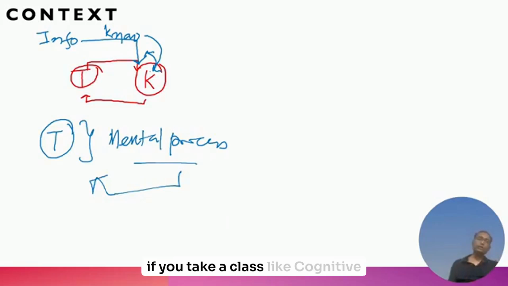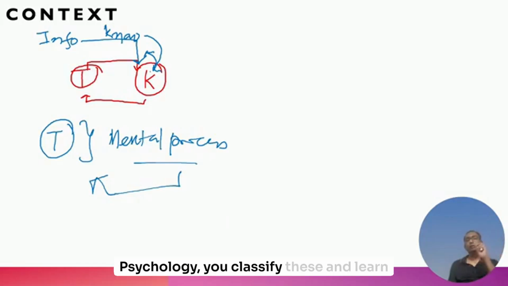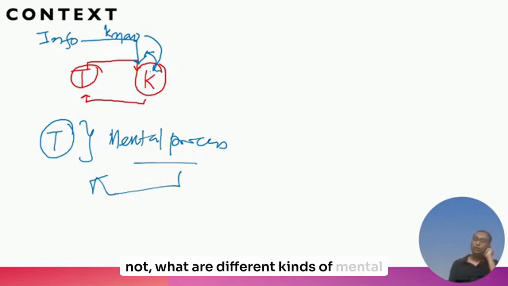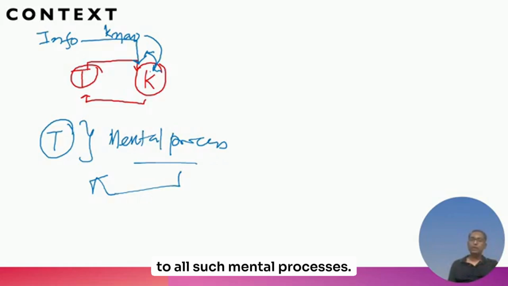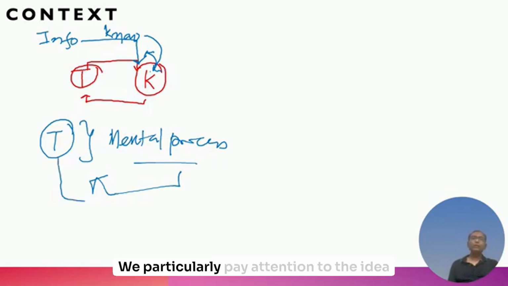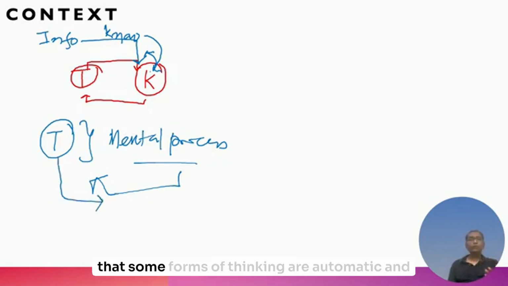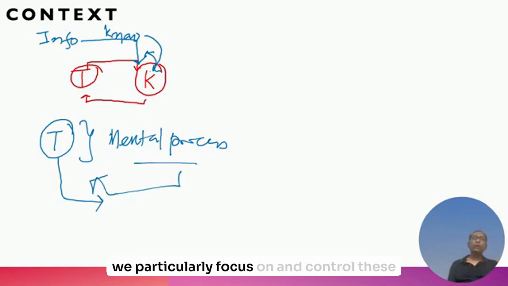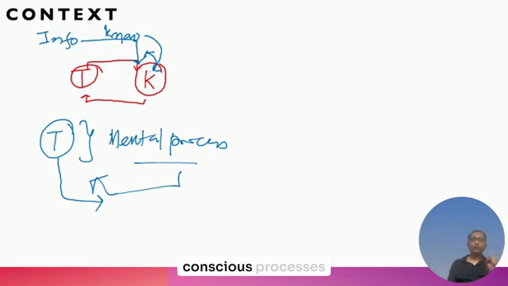If you take a class like cognitive psychology, you classify these and talk about what is at the conscious level, what is not, what are the different kinds of mental processes. But for the purpose of this class, we refer to all such mental processes as thinking. We particularly pay attention to the idea that some forms of thinking are automatic and other forms are more controlled. We particularly focus on and control all these conscious processes.